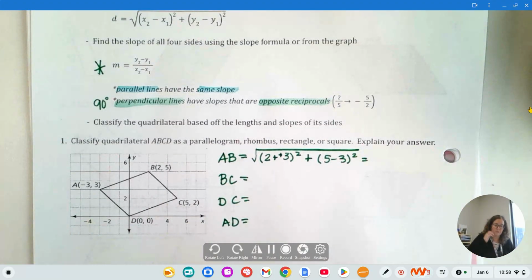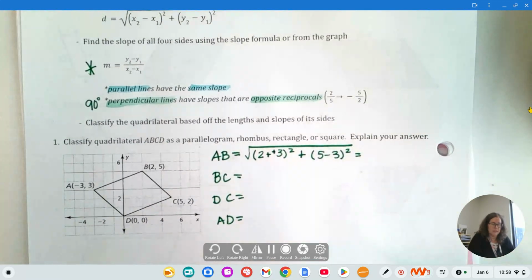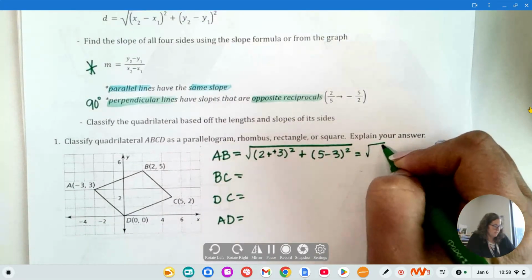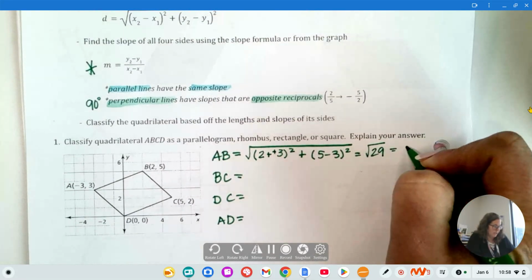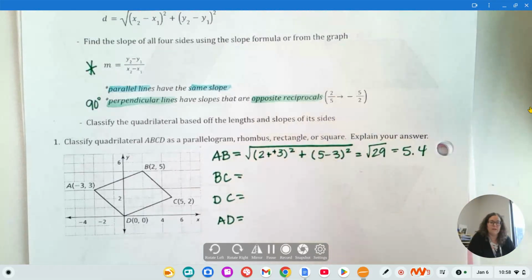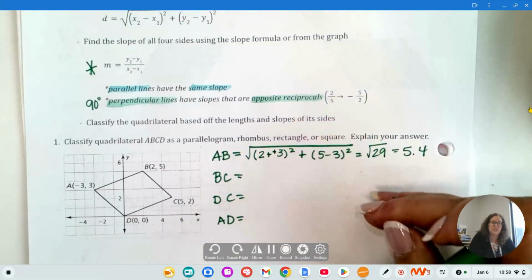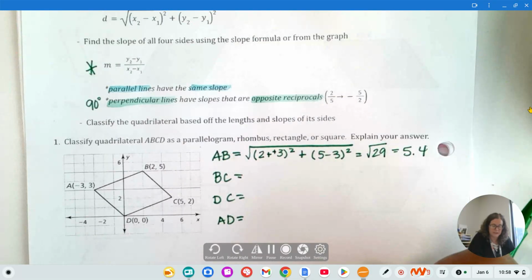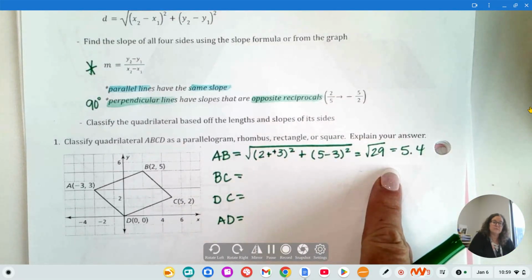We can get a decimal for this, or we can get a simplified radical. I do think if you just punch it all in and get a decimal, that's fine. Sometimes you might get the square root of 29, or you might get 5.4. Either one of those I would be okay with, as long as you're consistent each time that you're doing this. So that is 1 down.